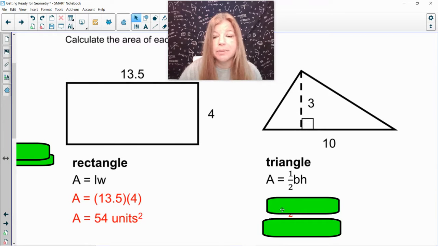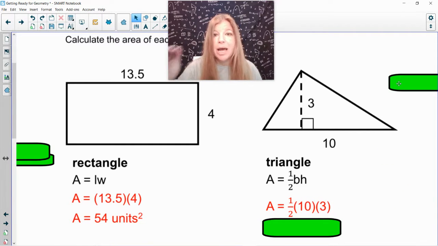So if I was to plug these numbers in, it would be A equals 1/2 times the entire base, my base is 10, times the height of the triangle, which is 3. Now, because multiplication is commutative, I could multiply these three numbers in any order that I want. I could think of what's half of 10? Half of 10 is 5. 5 times 3 is 15.